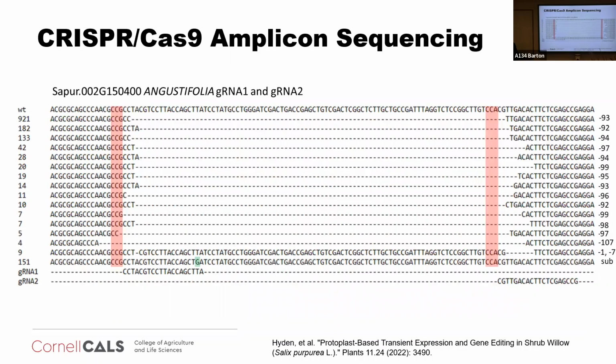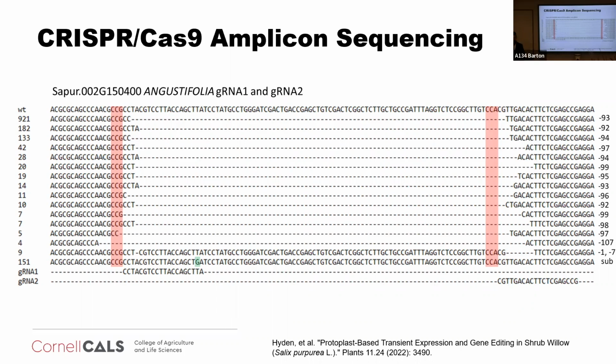And notably for Angustifolia, our target sites were close enough to each other that our amplicons were able to span the distance between both of them, and we were able to detect multiplexing. So in this case, we see cuts at both guide RNA sites, resulting in a 90 to 100 base pair deletion from these genes.